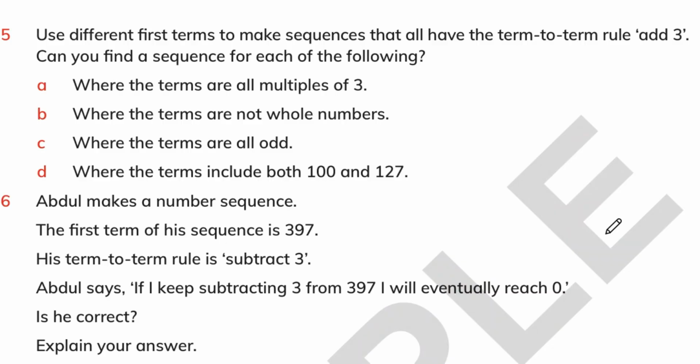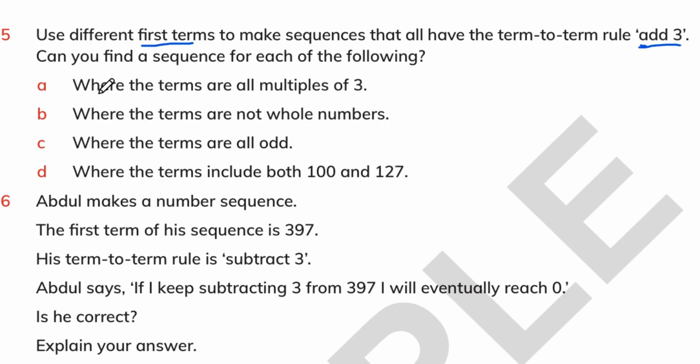Question number 5 of exercise 1.1 is use different first terms. That means we have to use different first terms. First terms should not be the same to make sequences, and we will make sequences that all have term to term rule add 3. So we have to remember that we have to make sequences that will have term to term rule add 3, but their first term should not be the same, and the sequences also have these conditions.